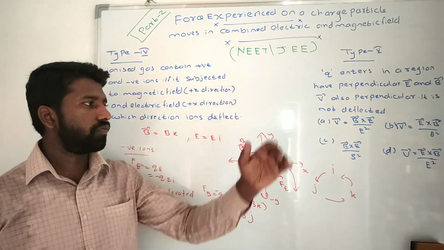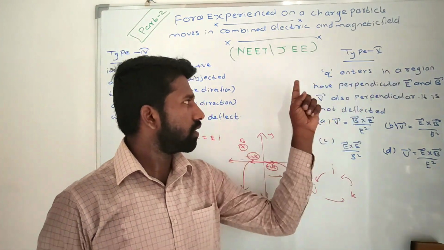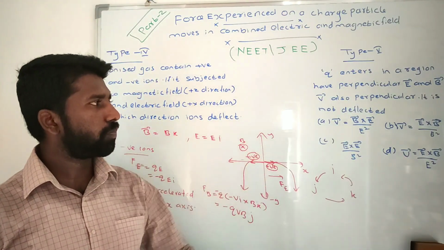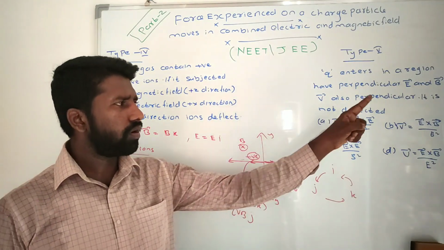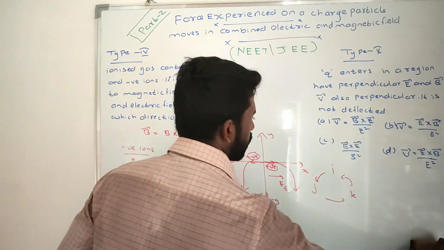Now we will see type 5. What about type 5? Q enters a region how? Perpendicular E and B. V is also perpendicular. It is not deflected. What about the B? Okay. So we will see this problem.